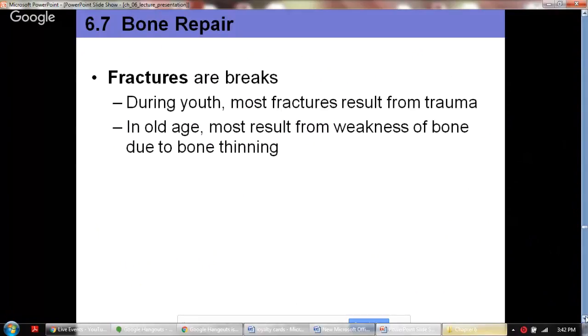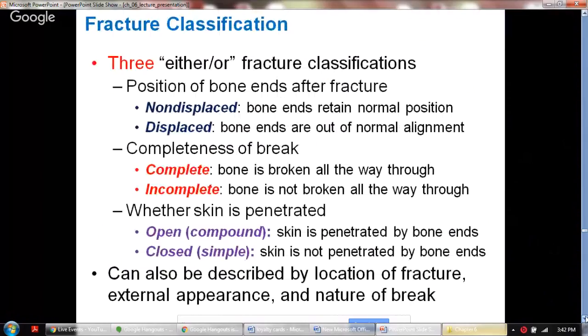After the remodeling process, you need to know some details about bone repair. You need a repair when there is a fracture. A fracture is a break. During youth, most fractures result from trauma because you're highly active, and in old age, most result from the weakness of the bone due to the bone thinning process.